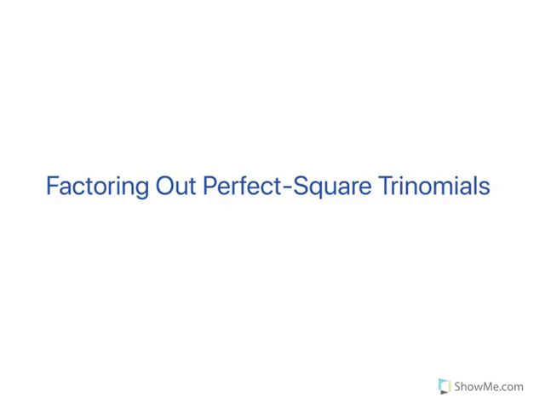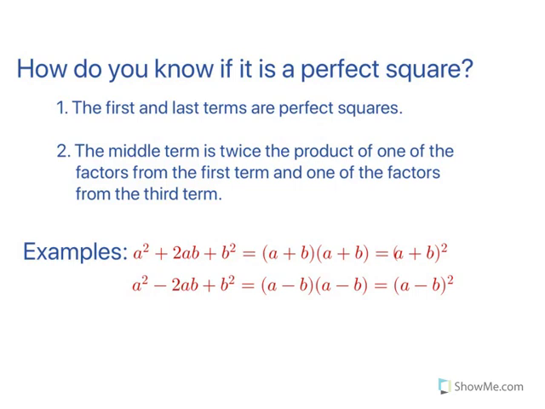This lesson will cover factoring out perfect square trinomials. How do you know if it is a perfect square? The first and last term are perfect squares. Therefore, a squared is a perfect square, and b squared is a perfect square. And this exists in both of the examples below.